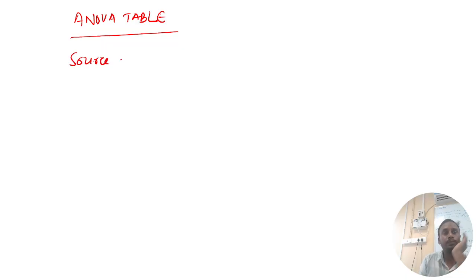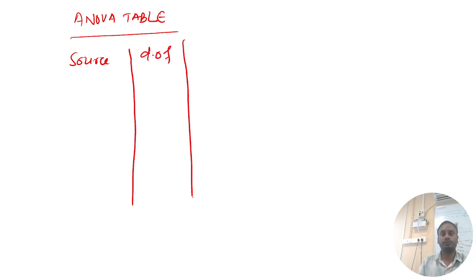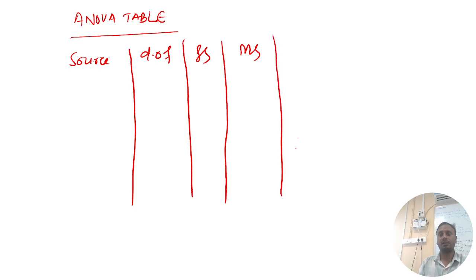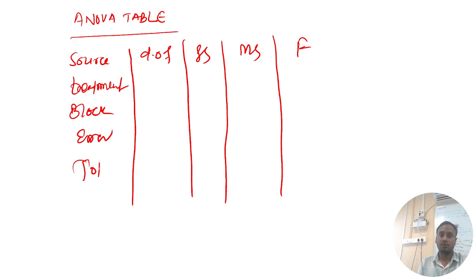First, you take the source. You have to go with the degree of freedom, SS, MS, then F. First one we have treatment, block, error, total. Treatment, how much we have? 324.75. Block 198.8. Error 10.2. Total 533.75.